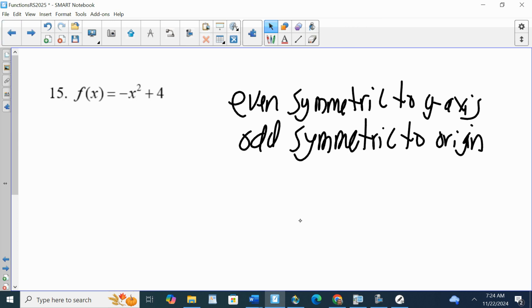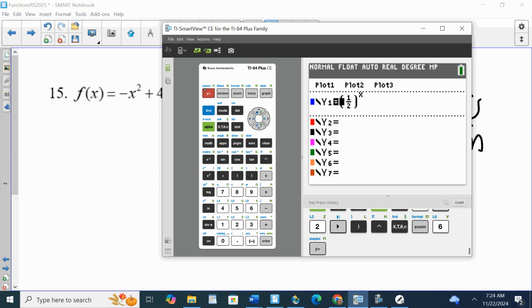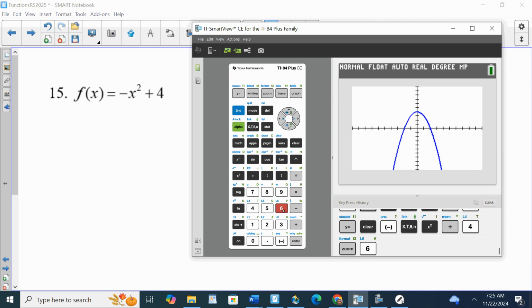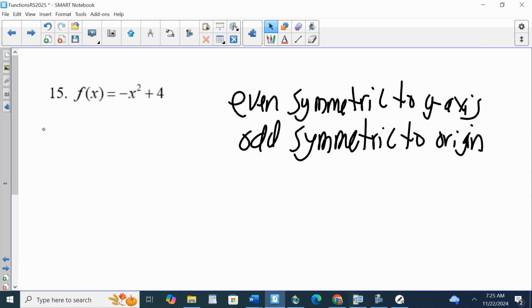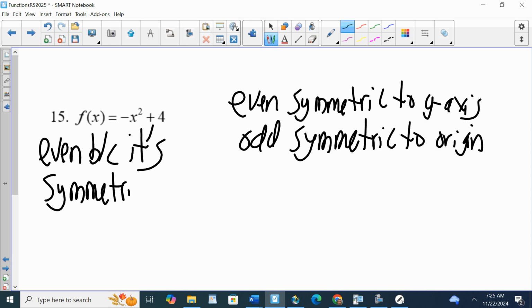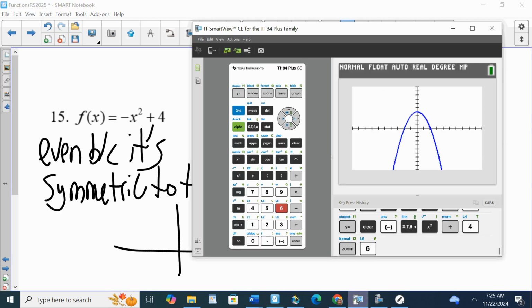y equals -x squared plus 4, zoom 6. Even: symmetric to the y-axis. Yup, if I fold it over the y-axis, it will land on itself, therefore it is even, because it's symmetric to the y-axis. What would be nice would be to see a little sketch of it from the calculator as far as showing your work.